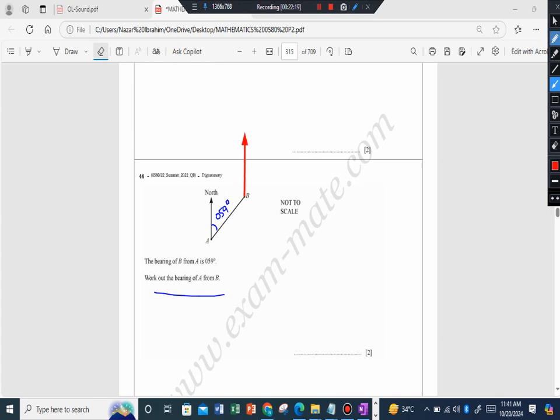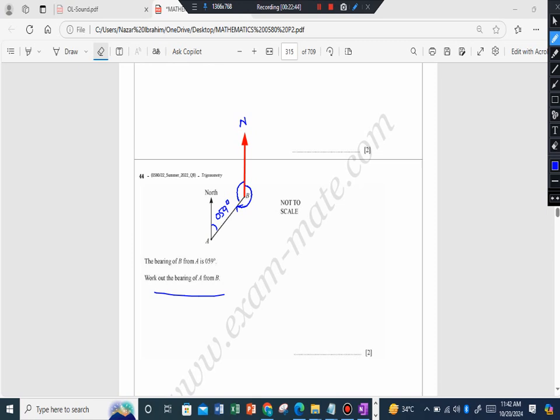This is basically the north line of B, and the bearing of A from B. It means from the north of B to A, right? This is the angle which we have to find out. But if we find this angle, we can subtract it from 360 in order to get the bearing, right?